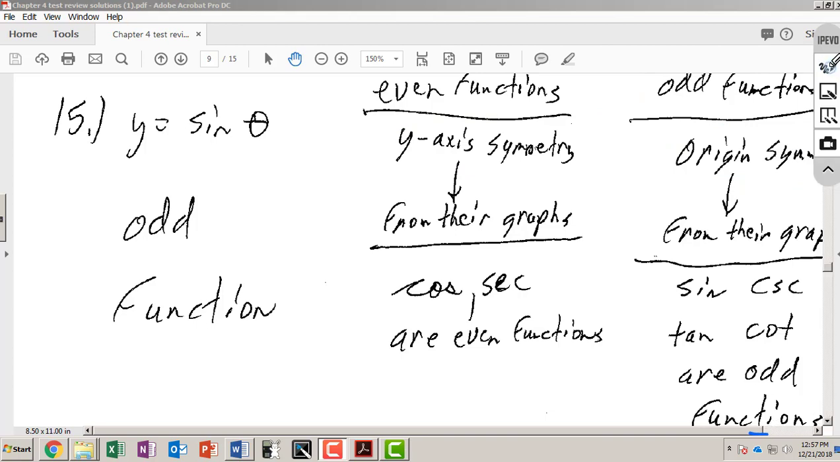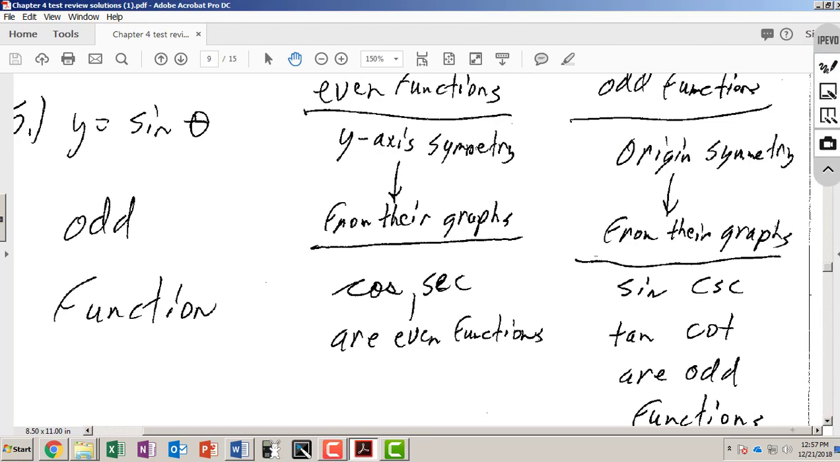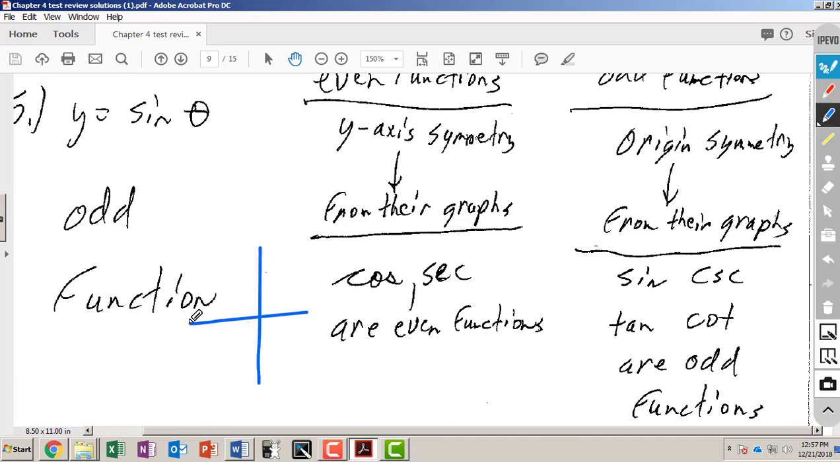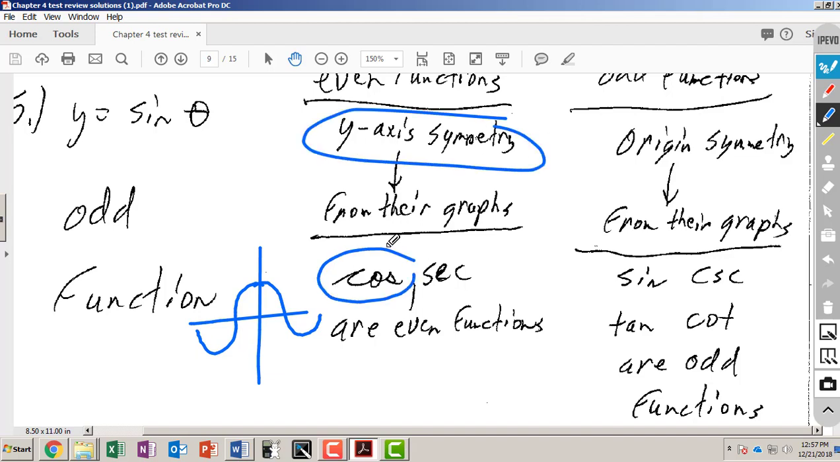So as I look at this problem right here, it's just a matter of identifying which ones are even and which ones are odd. So I start off with the cosine wave. If you remember what the basic cosine wave looks like, it looks like this. It starts up here and then goes down, and then starts down there and goes up. You're going to notice that this is symmetrical across the y-axis. So that is why cosine is an even function. And also its reciprocal will also be an even function. So cosine and secant are your even functions.